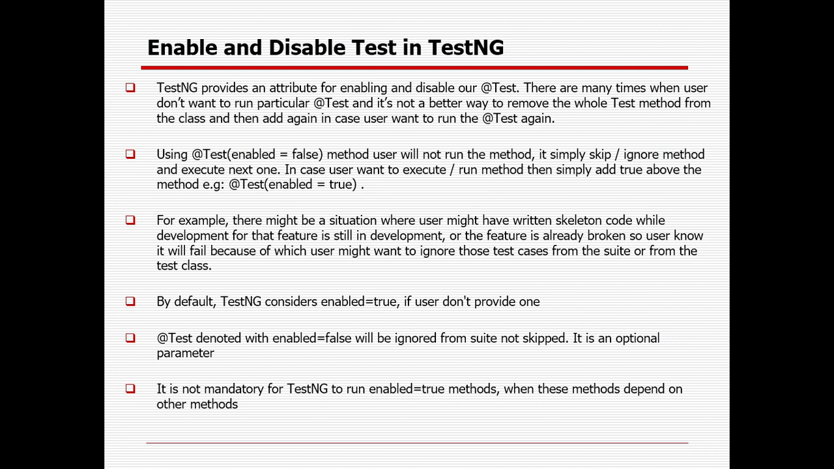Then how can you disable without comment as well, right? There is a feature available called enable equal to true or false. With enable equal to false at the test case level, you can make some test cases disabled. So there are three things. One is enable equal to true, the test case will definitely be executed. One is enable equal to false, the test case will not be executed.